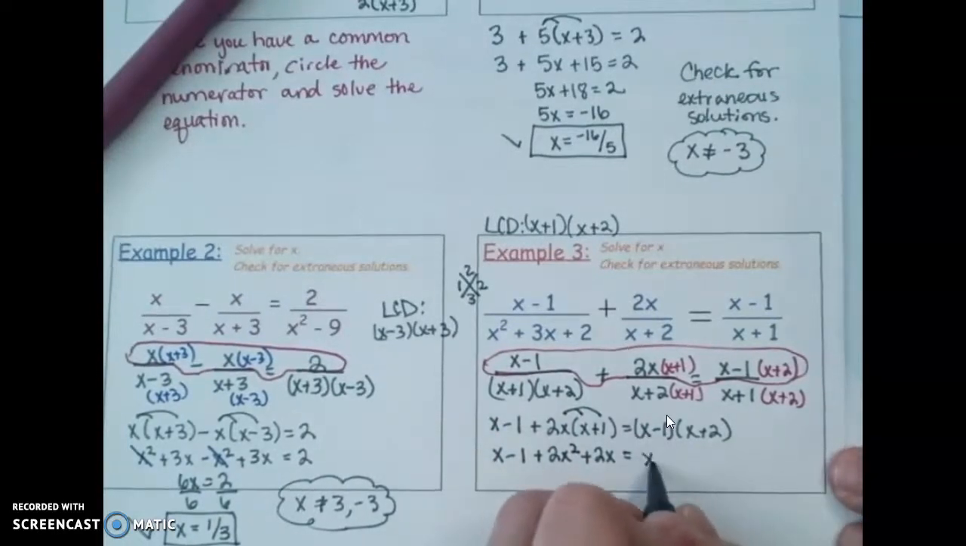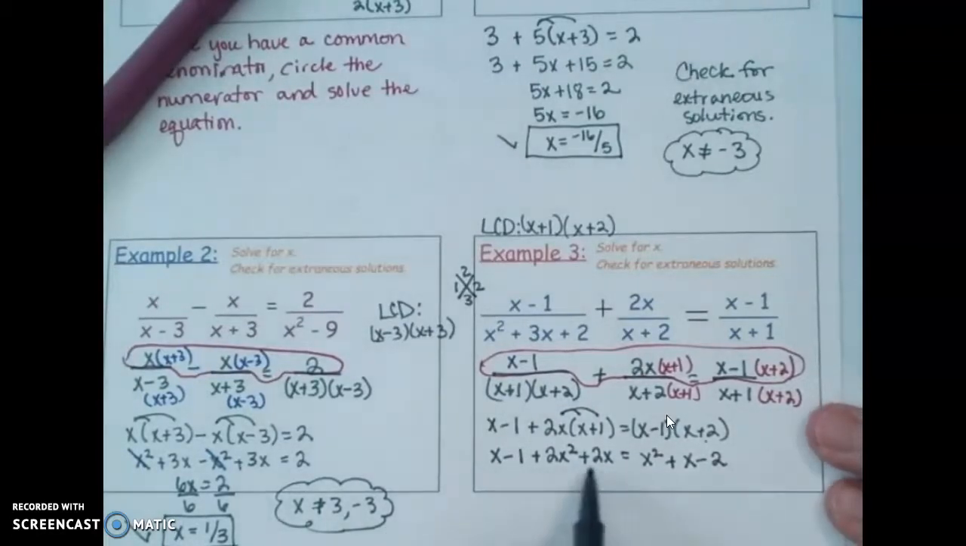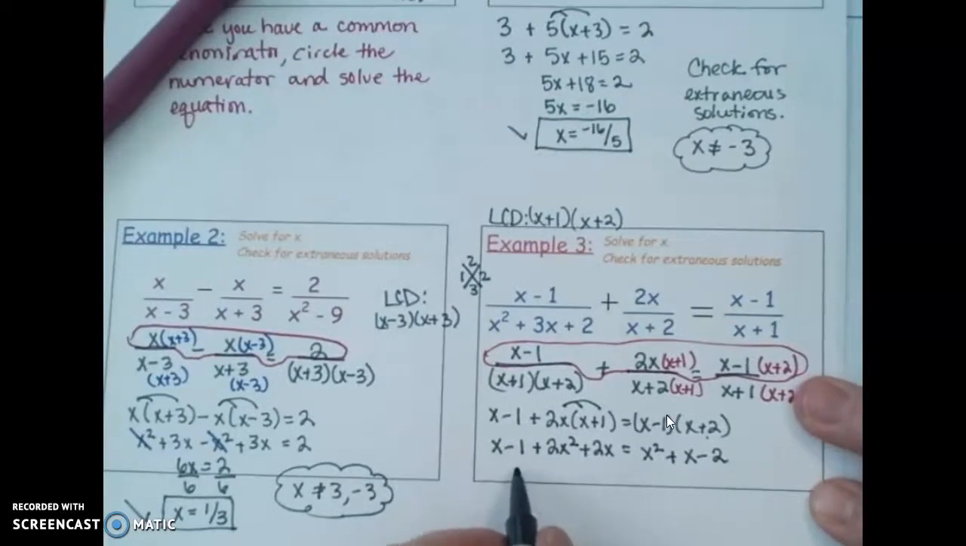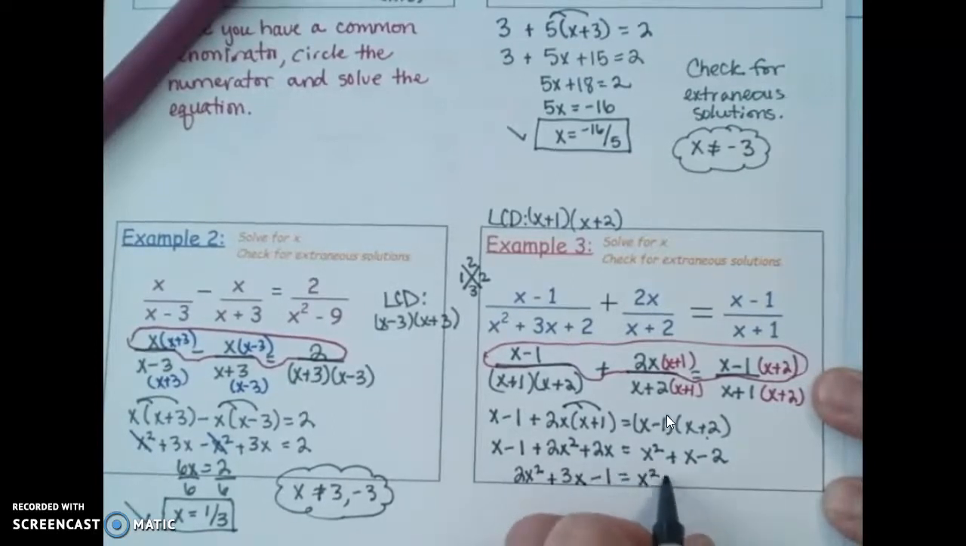So x times x is x squared. Outside would be positive 2x. Inside would be negative x. So that's going to leave us positive x. And then negative 1 times 2 is negative 2. So on the left-hand side, we've got 2x squared. 1x and 2x is 3x. And then we have minus 1.